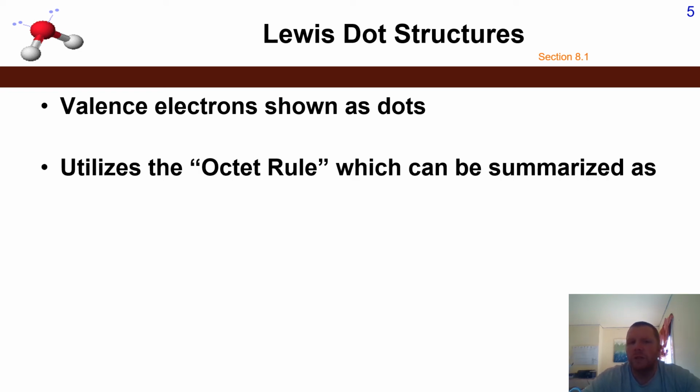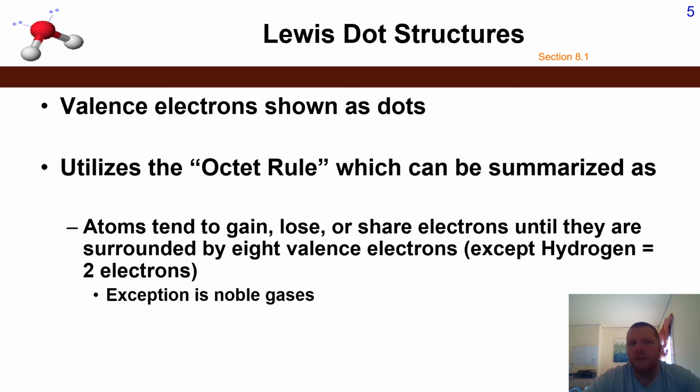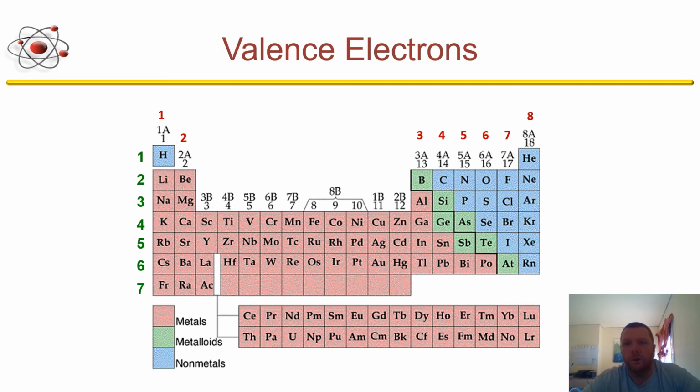This utilizes what is known as the octet rule, which is basically summarized as atoms tend to gain, lose, or share electrons until they are surrounded by 8 valence electrons. There are, however, some exceptions. Hydrogen is always an exception because it only wants 2 electrons around it, but then there are other exceptions like boron, for instance. Another exception is your noble gases. Noble gases are able to exist as individual atoms. They don't have to give up or gain any electrons, and they are good to go.